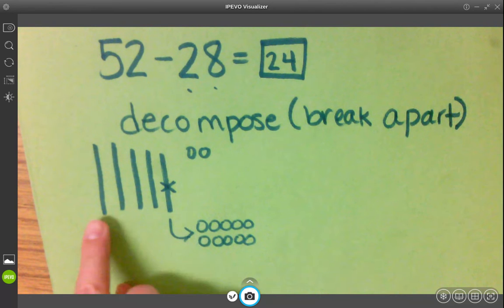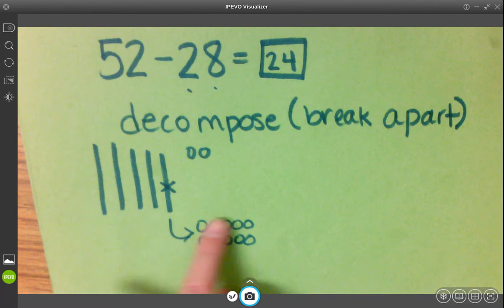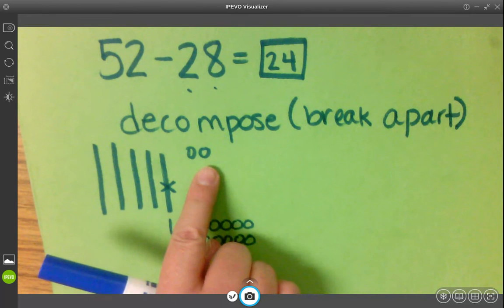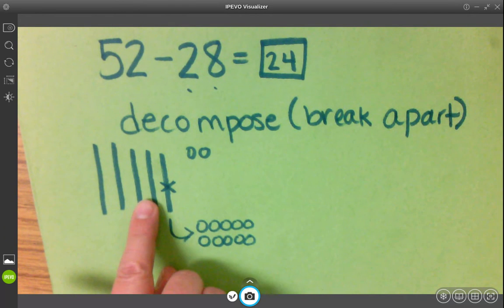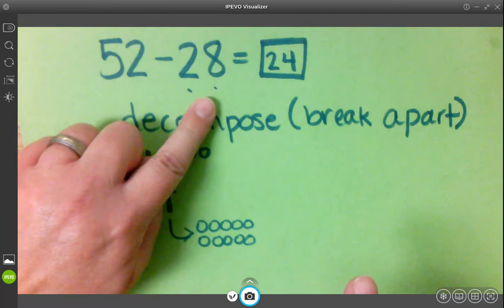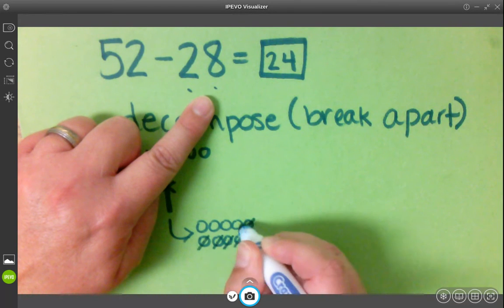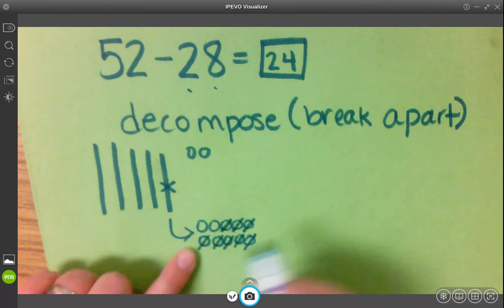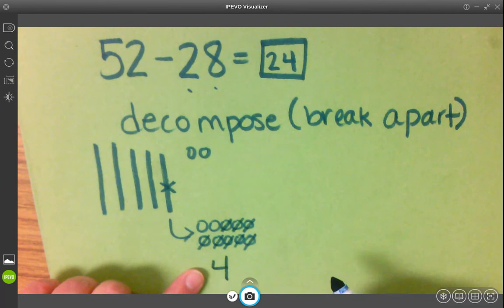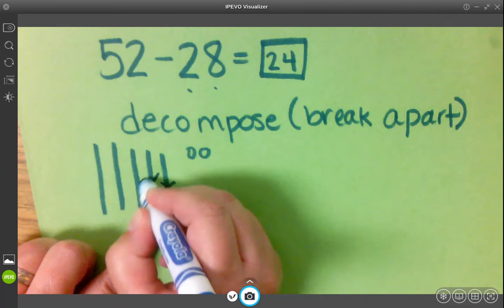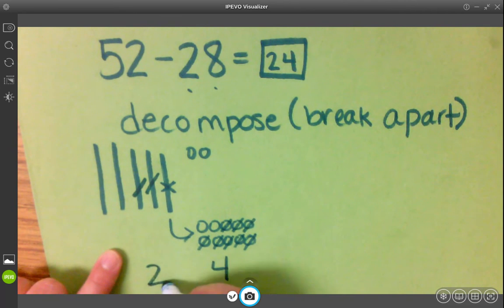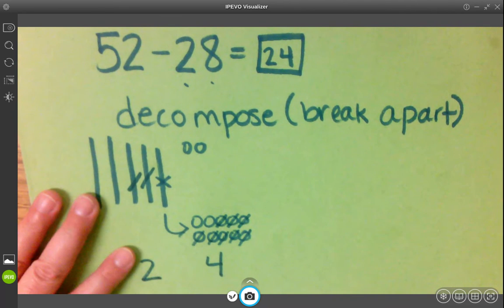Here's 52. I still have 10, 20, 30, 40, 50, 51, 52, but it's represented with 4 tens and 12 ones. I have enough that I can mark out 8 ones. I can see that I have 4 ones left. I can mark out 2 tens. I have 2 left. Now this is representational.